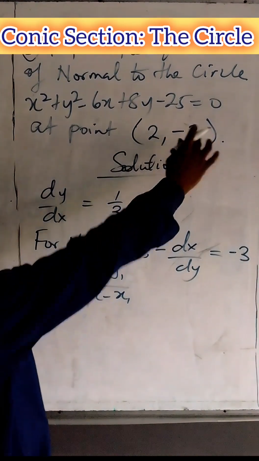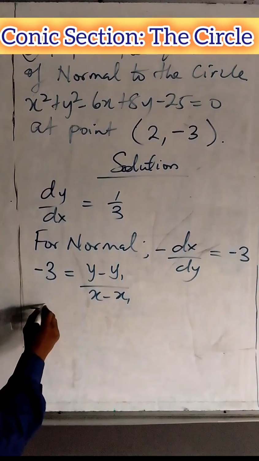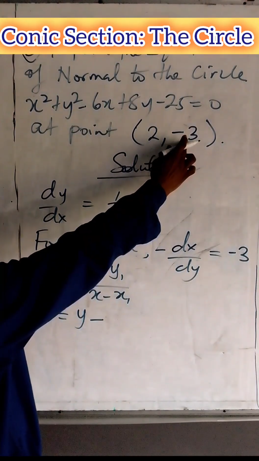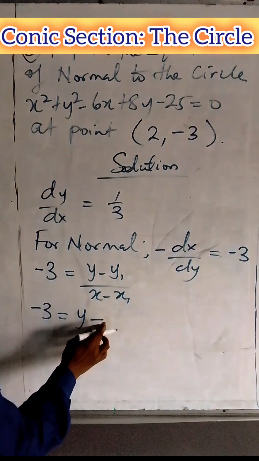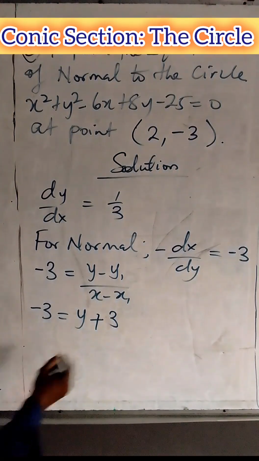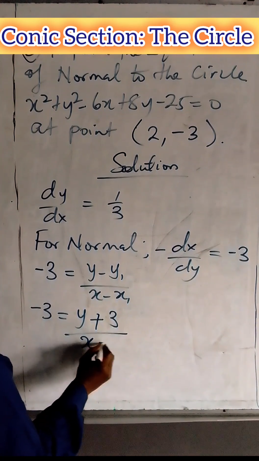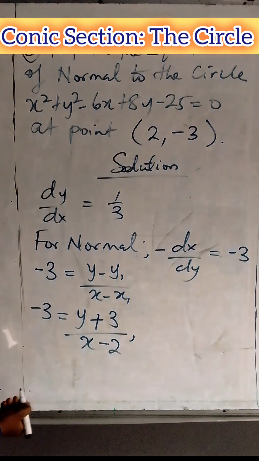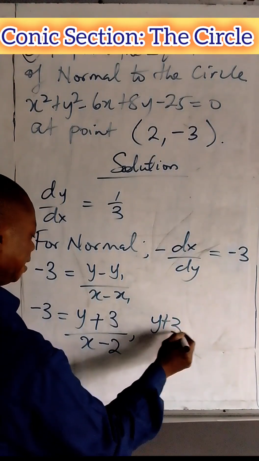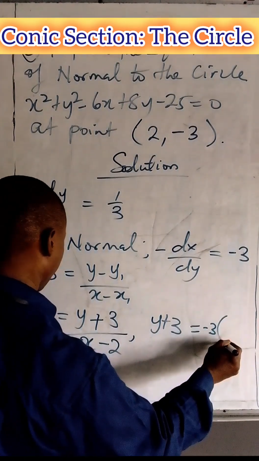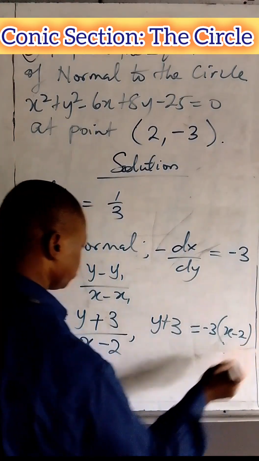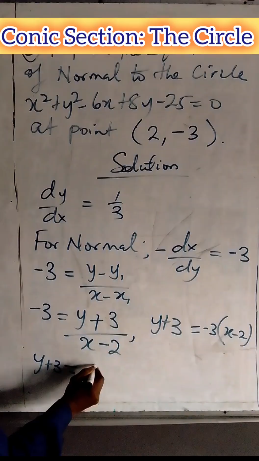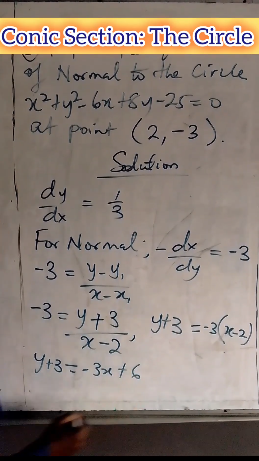So we substitute the points accordingly. Minus 3 equals y minus y1. y1 here is minus 3, so minus and minus becomes plus, over x minus x1, which is 2. Cross multiply, our y plus 3 will be equal to minus 3, open bracket, x minus 2. Open up the bracket, y plus 3 will become minus 3x plus 6.